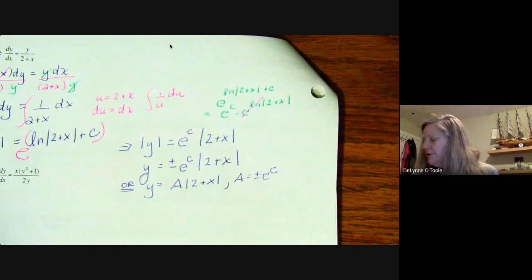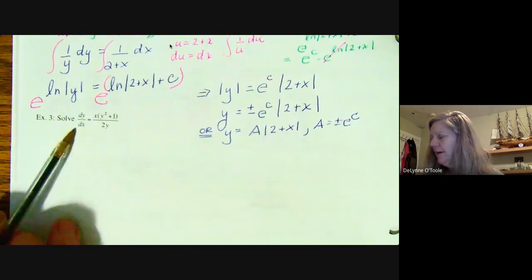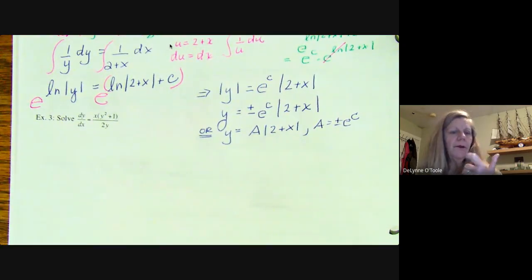All right, so you're going to do number 3. Step 1's done for you. We already wrote it as dy over dx. So you're going to separate, integrate, and solve. Okay, so go ahead, work through number 3. Some of you will have to do u substitution.